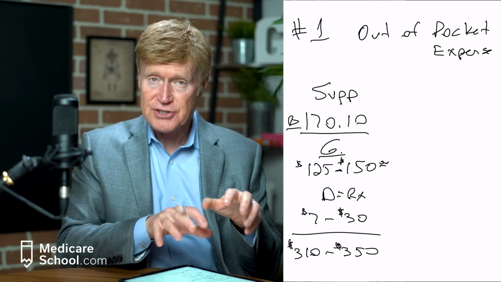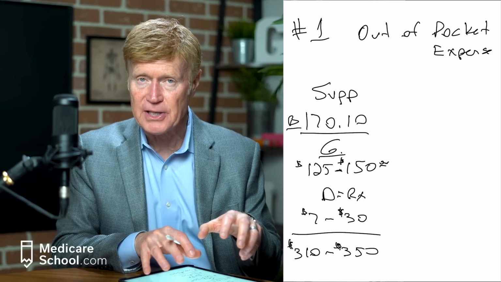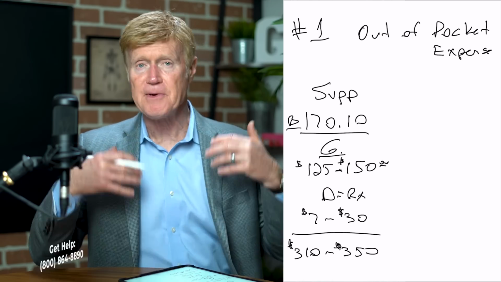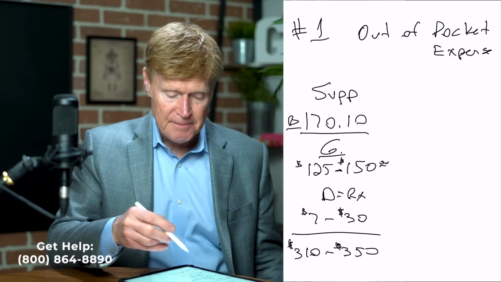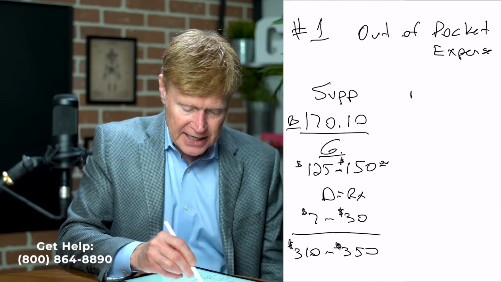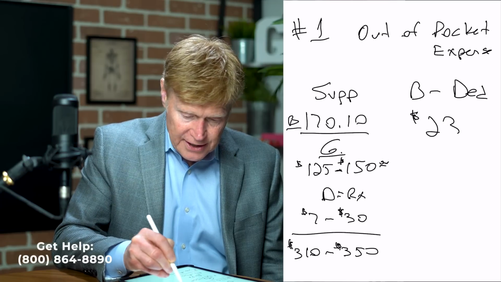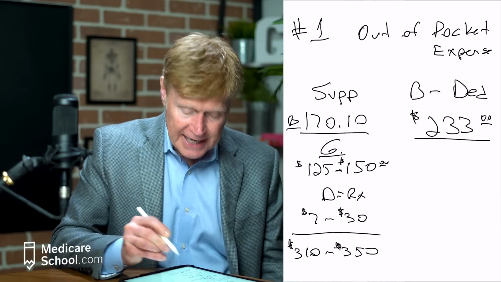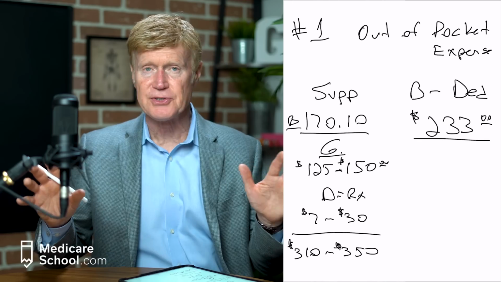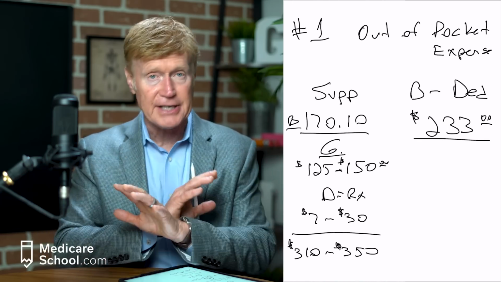So in this scenario with a supplemental plan, I'm out of pocket my B premium, my supplemental premium, my drug plan, but medically, the only thing I have to meet is a B deductible. This year, that's once a year, $233. I don't have any other deductibles. I don't have any copays. I don't have any coinsurance.